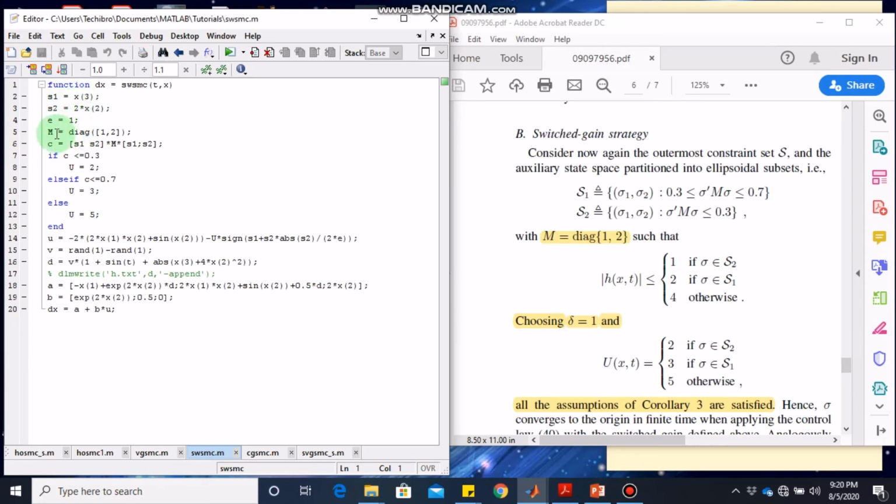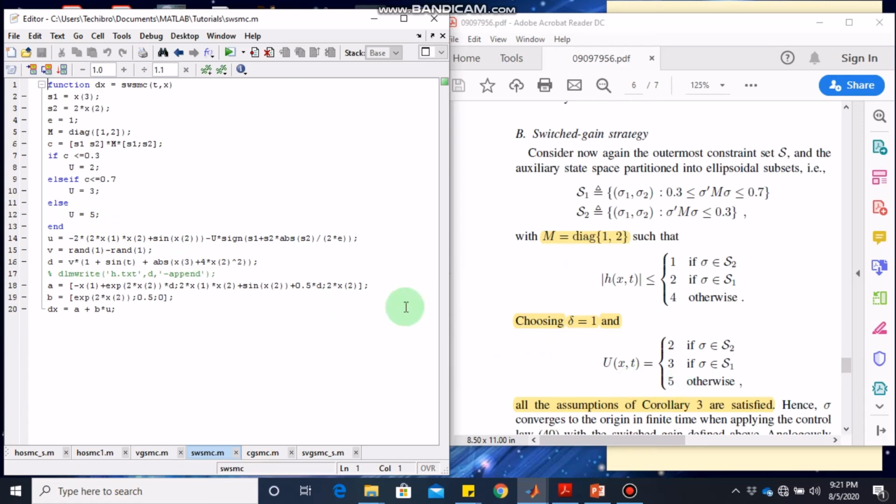The only difference is that you define the M diagonal matrix and you define the condition C. Condition C is sigma transpose times M times sigma, where sigma is the vector of S1 and S2. If this condition is less than or equal to 0.3, then you are in S2. In that case, capital U will be equal to 2 as written here. If it is greater than 0.3 but less than 0.7, then capital U is equal to 3, and otherwise capital U is equal to 5.